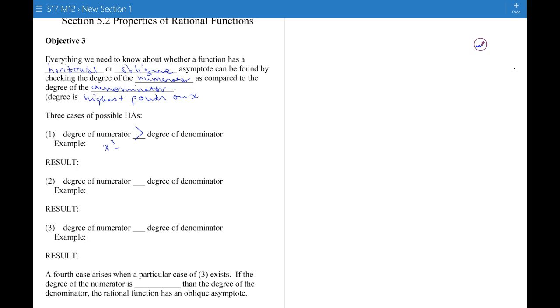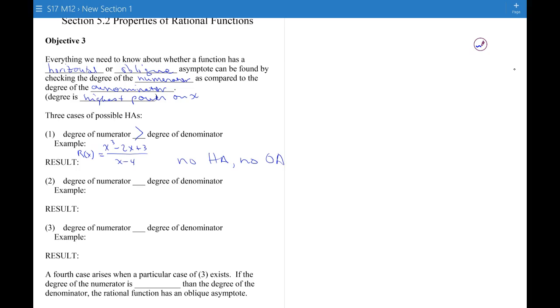So if we had x cubed minus 2x plus 3 over x minus 4, then the result is no horizontal asymptote, no oblique asymptote. Okay, if the numerator and the denominator have a big difference between their degrees and the top is bigger, think about what happens as x gets very large. The numerator is going to get way bigger than the denominator, so the ratio is going to get huge, and the graph keeps growing. The y value gets higher and higher.